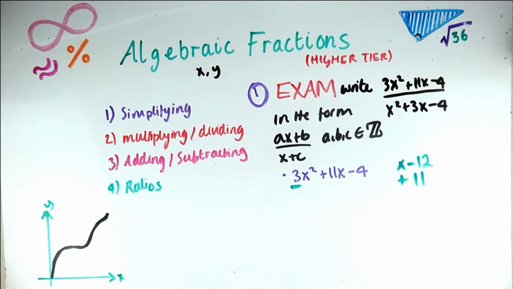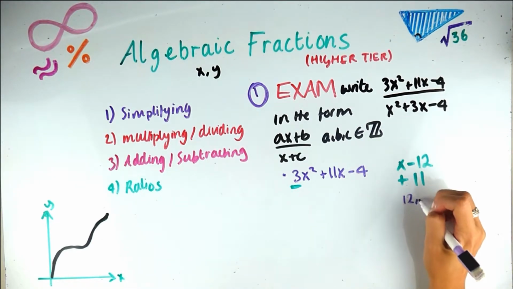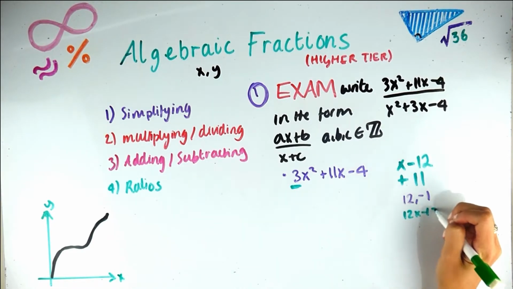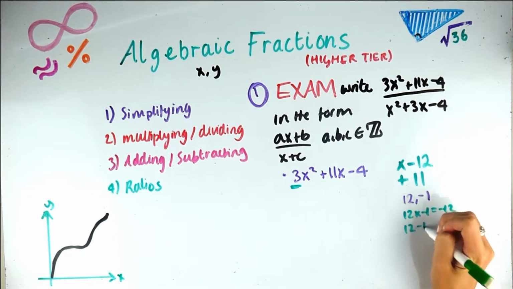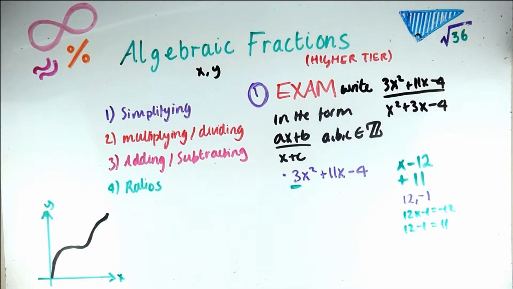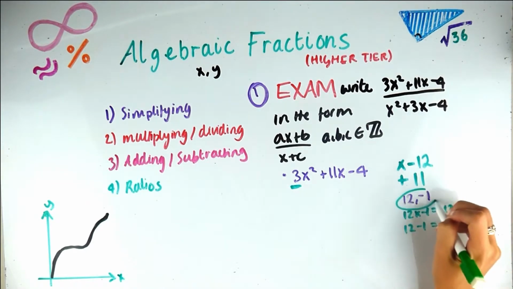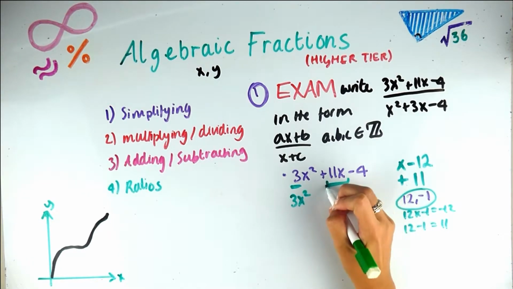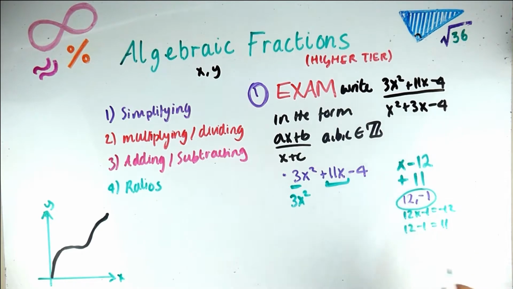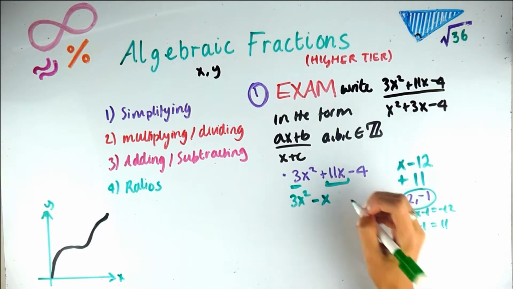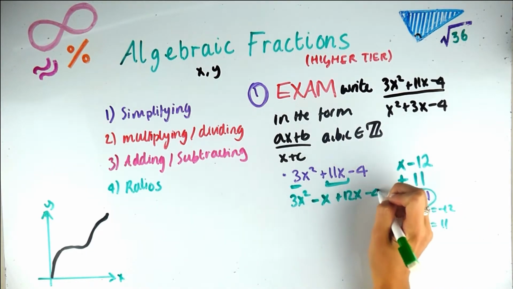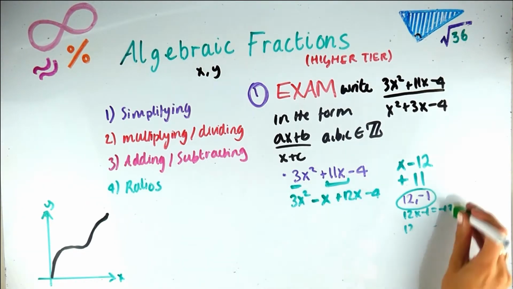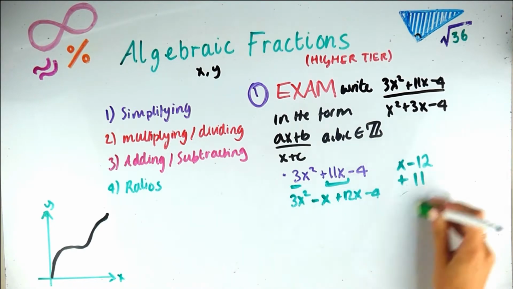So let's say we take 12 and minus 1. 12 multiplied by minus 1 gives me minus 12, as I want, and 12 take away 1 gives me 11, which is what I want. So we know our numbers are these two. The next step is you rewrite this, but you split up this 11x into these parts. So I'm going to do minus 1x plus 12x. It's basically rewriting the 11x in terms that are split up. I'm going to get rid of this to make some more room.